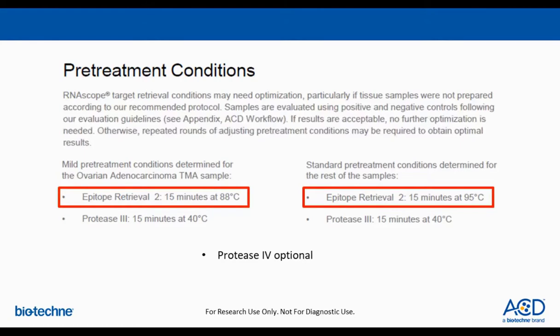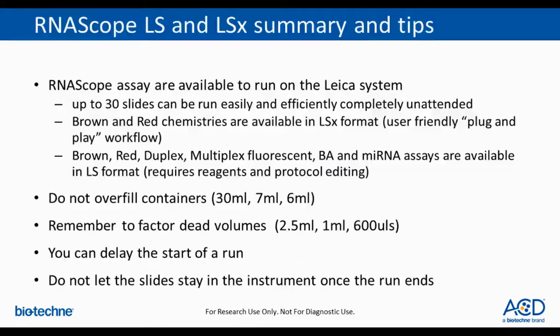For the protease, usually we don't really play much with that, but in case you need to, especially if you're using fixed frozen or fresh frozen tissue, then the option usually is to use either protease 3 or protease 4. Protease 4, which is a stronger protease, is an option.